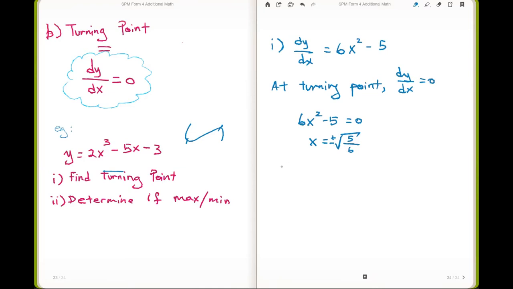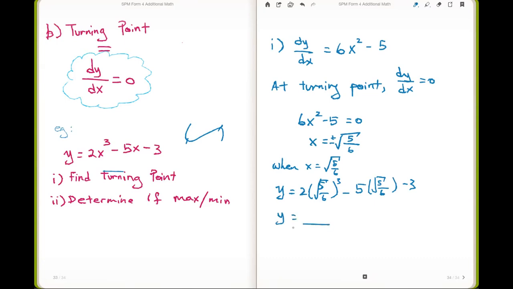Then what you could do is, when x is equal to the square root of 5 over 6, your y will be equal to 2 times the square root of 5 over 6, cubed, minus 5 times the square root of 5 over 6, minus 3. Or you use your calculator, you eventually get a value of y.